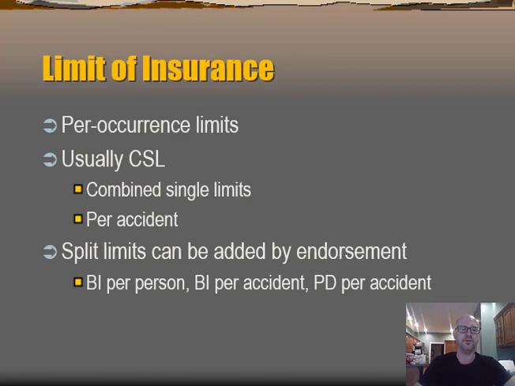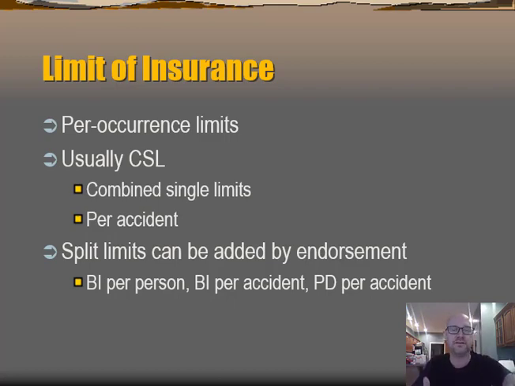Okay, so those are exclusions. I just want to talk about limits real quick, and then we'll save the physical damage for the next lecture. The limit of insurance, these are per accident limits, per occurrence limits, which means we don't have a general aggregate here. We're going to have per occurrence limits. They're going to be combined single limits, so we don't care about bodily injury per person, bodily injury per accident, property damage per accident. Personal auto policies are almost always split limits.